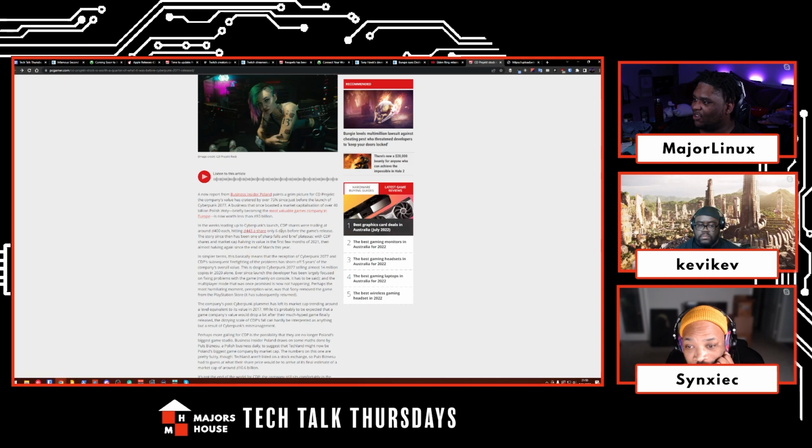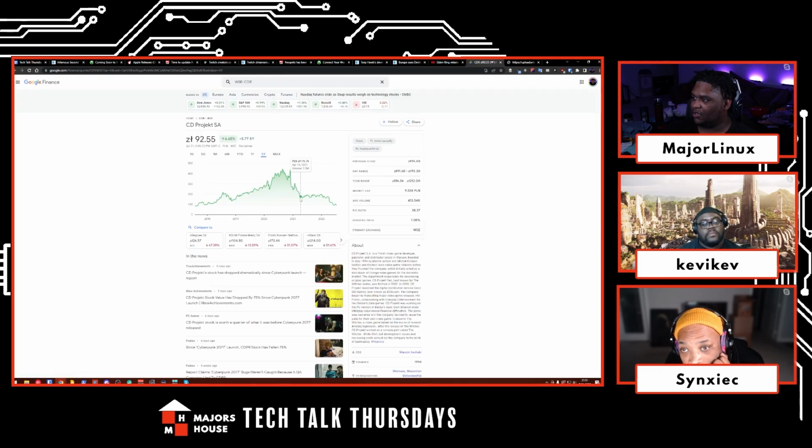In the weeks leading up to Cyberpunk's launch, CDP shares were trading at around 400 zloty each, hitting 443 zloty a share only 6 days before the game's release. The story since then has been one of sharp falls and brief plateaus, with CDP shares and market cap having lost value in the first few months of 2021, then almost halving again since the end of March this year. So a week before release, it was the highest that stock had been.